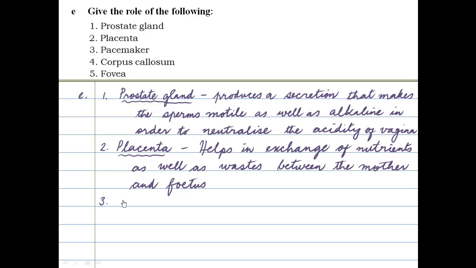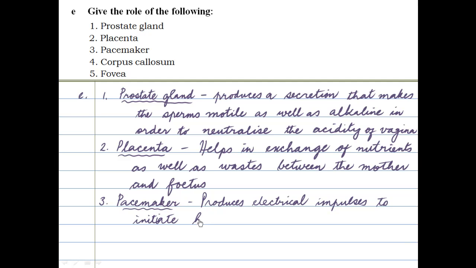Okay, let's move on to the next one, the pacemaker. Now the pacemaker is also called the SAN, or the sinoatrial node. And what this does is that it triggers off the heartbeat, or it initiates the heartbeat. It basically produces a little bit of electrical impulse to cause your heart muscle to twitch. So we can put this down as it produces electrical impulses to initiate heartbeat.